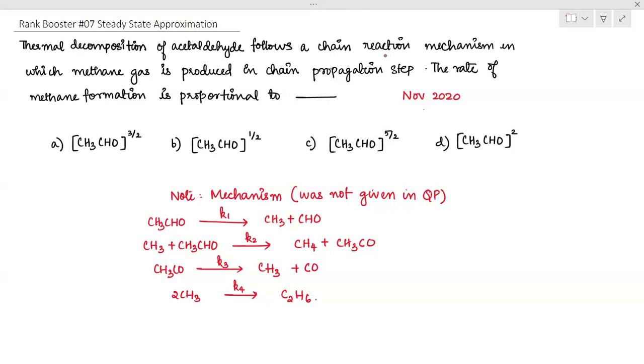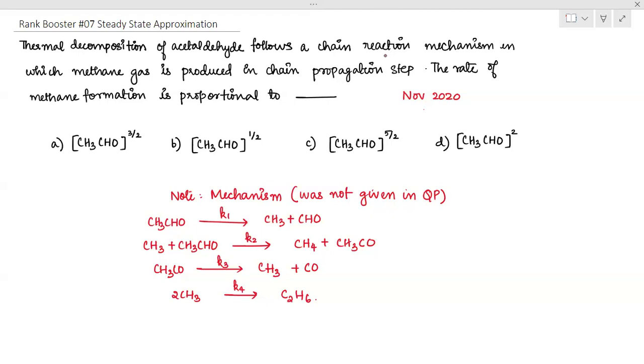Now, I request you to pause the video, look at the steps which are given in the mechanism and try. Once you have done, please come back and watch the video solution. Okay, so let's start. In the mechanism, you can see that it happens in 4 steps. And the question that they have asked is regarding the methane formation.